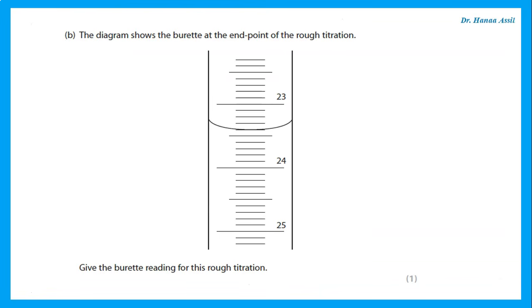The diagram shows the burette at the end point of the rough titration. Give the burette reading. So when we read this, how can you read it? This is obviously 23 point something. We look at the bottom of the meniscus. So this is 23.4. But since there is an option that it could be 23.45, then it should be in 2 decimal places. So actually this is 23.40 as opposed to 23.45 or something else.